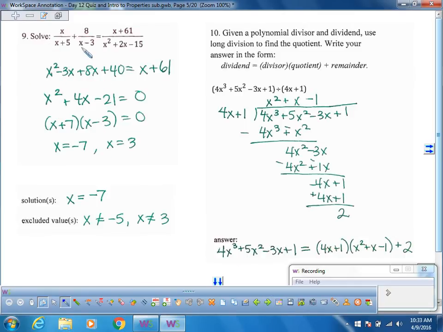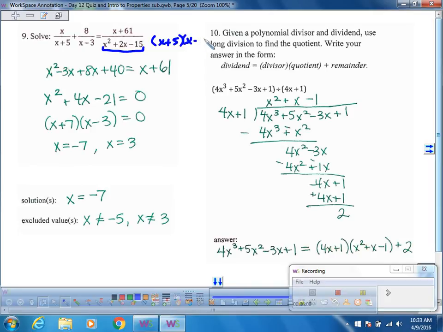Number 9. This one you had to recognize that this here factors to x plus 5 times x minus 3. And that being said, if I wanted to clear this whole denominator here, you had to multiply this one right here by what it doesn't have, which is x minus 3. You had to multiply this one here by what it doesn't have, which is x plus 5. This one has everything in the denominator, so you don't have to multiply it by anything.